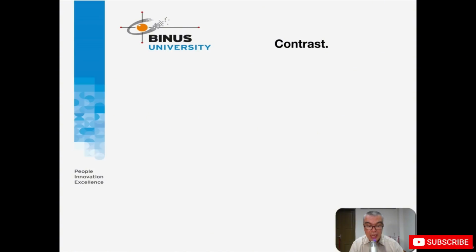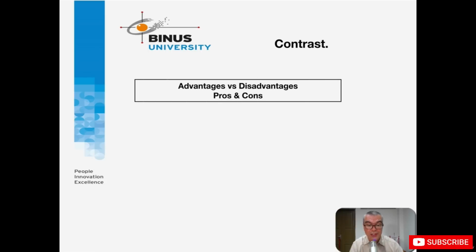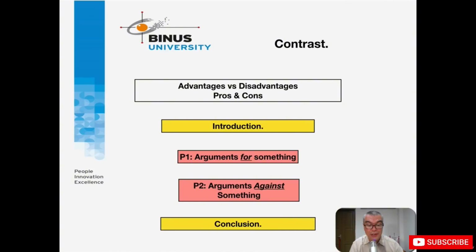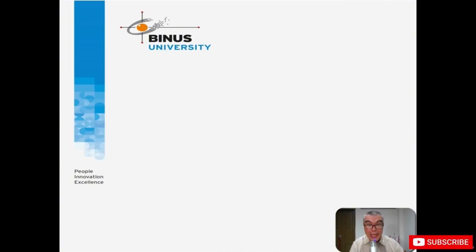Let's look at essays or assignments where you have to contrast ideas. So the first one is to contrast the advantages and disadvantages of something, or maybe the pros and cons of something. So here is your choices here. Again, you start with the introduction. And then after that, you might have paragraph 1, which is the arguments for something. And then paragraph 2 would be the arguments against something. And then you close with your conclusion. Okay, so let's look at some cause and effect type responses now.